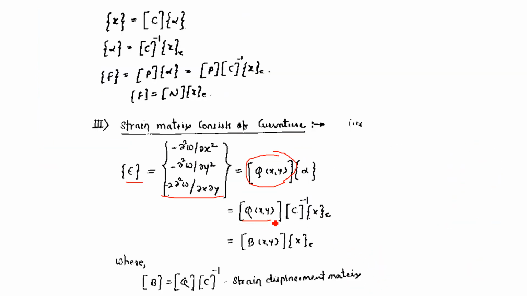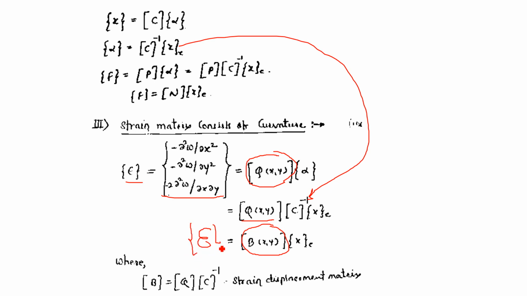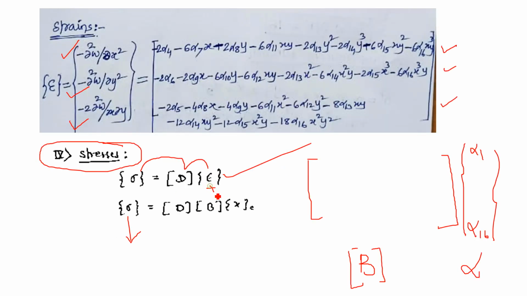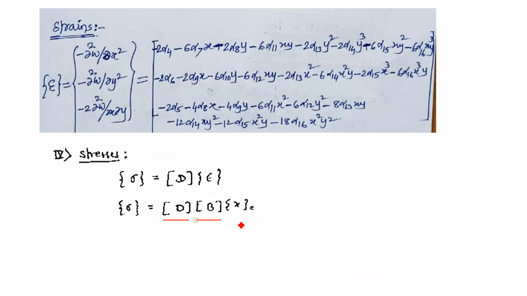In this Q matrix, if you put the value of alpha, that is C inverse into xc, this is called the B matrix, strain displacement matrix. So the strain expression finally becomes strain is equal to B into xc. If you put the same value of strain here, B into xc, the stress becomes D into B into xc, that is the value of stress.